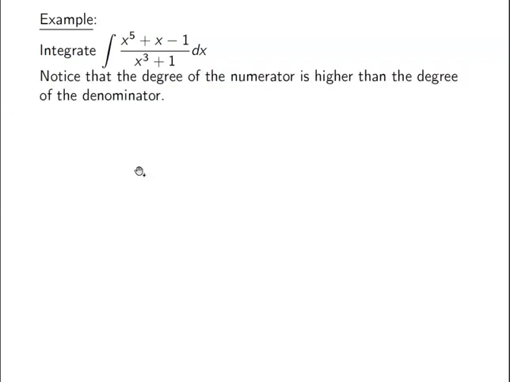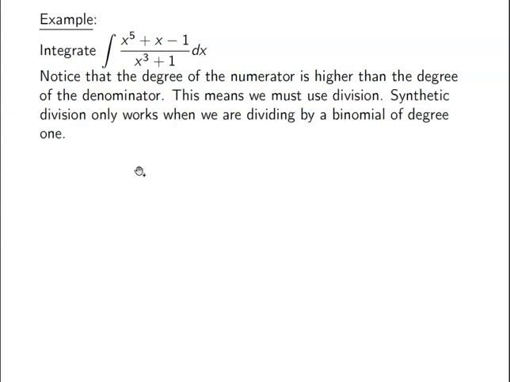So let's go ahead and do an example. We'll do a few examples that have a little bit of everything in them. Here I need to integrate x to the 5th plus x minus 1 over x cubed plus 1. If you notice, my numerator has a higher degree than my denominator. So that means I need to divide. Again, the numerator is higher than the denominator, so we're going to use division.